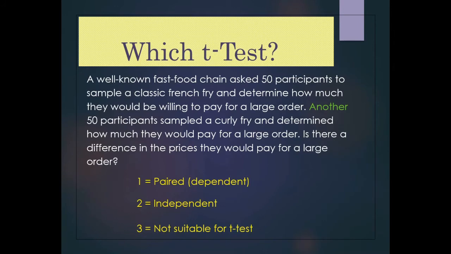A well-known fast food chain asked 50 participants to sample a classic French fry and determine how much they would be willing to pay for a large order. Another 50 participants sampled a curly fry and determined how much they would pay for a large order. Is there a difference in prices they would pay for a large order? This is what we're trying to find out. Would we use a paired samples t-test or a dependent t-test? Would we use an independent t-test? Or is this not suitable for a t-test?